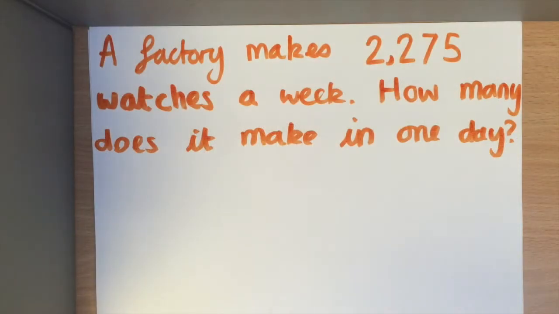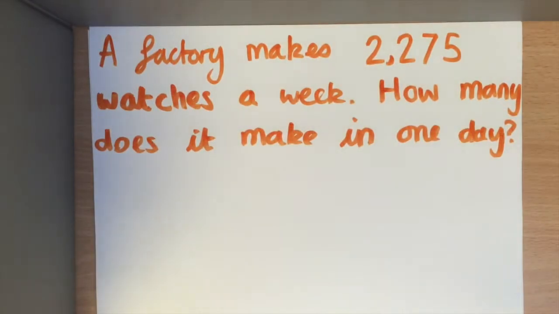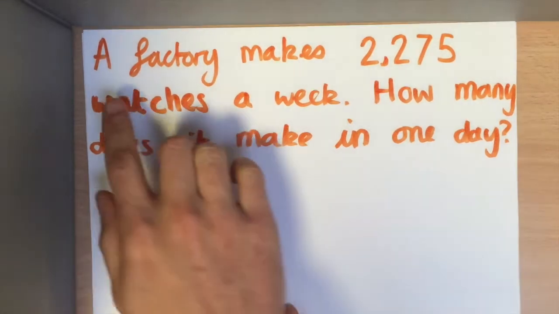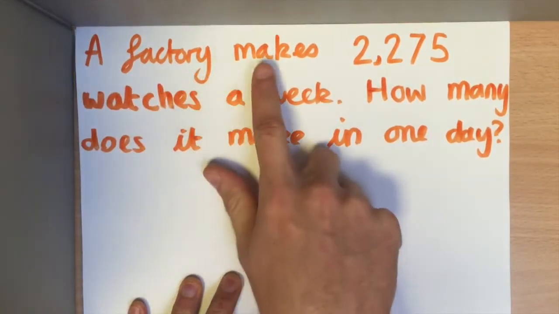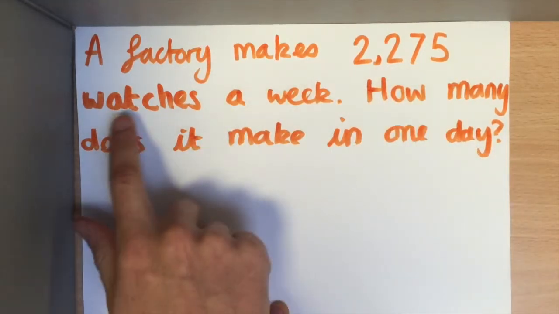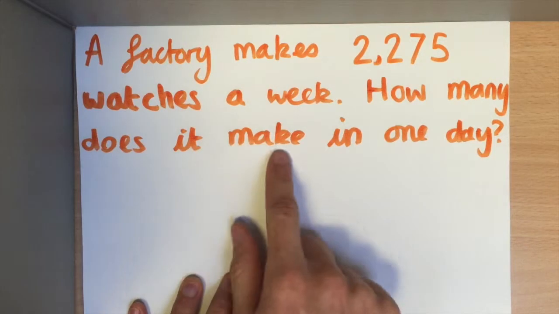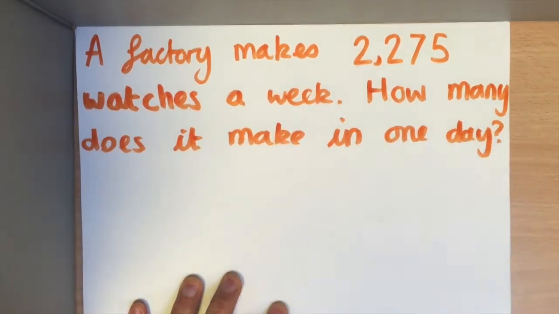A quick look now at some word problems and how to use the Singapore bar method to solve them. I've got quite a simple one here, but it can look a little bit daunting to begin with. We're going to show you how to simply work it out. A factory makes 2,275 watches a week. How many does it make in one day?